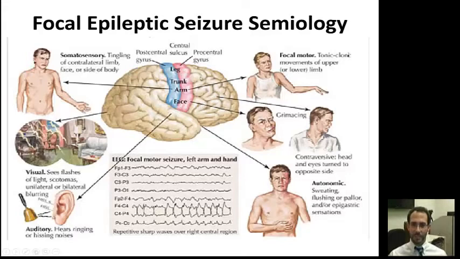So any seizure coming from the area, especially let's say just coming from the arm, they will definitely have some tonic-clonic movements of the upper extremity. And let's say it's coming from the face, well, they'll have some grimacing of the face, that kind of thing. This guy is actually looking to the left side.